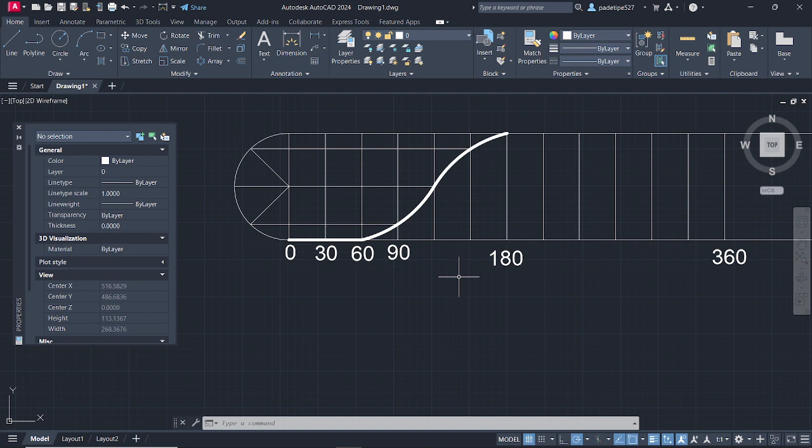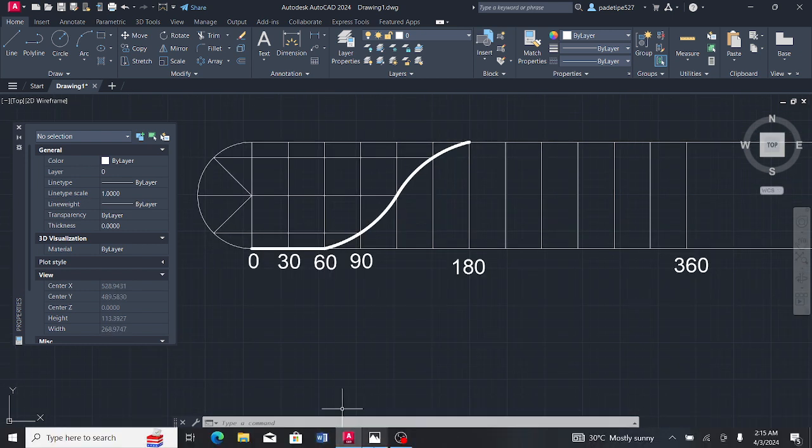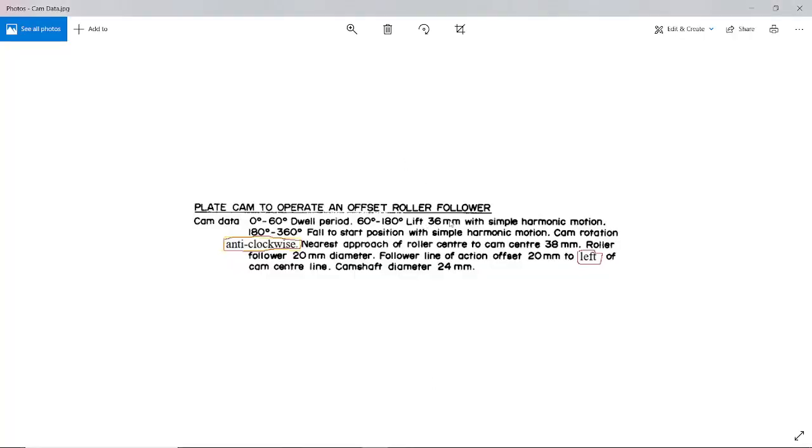Alright, good. Sorry about the confusion earlier. So the next one we have to do now is this. We have a fall based on this question. We have a fall to the start position, meaning it's falling back from 36 to 0.